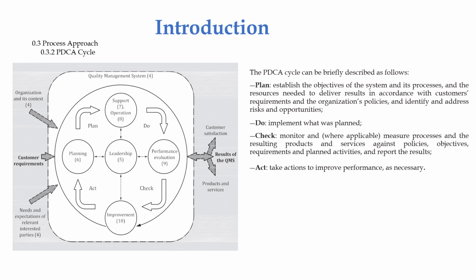So you can see this is a diagram. Each block represents the standard coming from the ISO 9001:2015. So when it comes to the plan, do, check, act cycle, you can see in the diagram the quality management system is on the top, which is mentioned in brackets as 4. So this QMS 4 means it is coming from the 4th clause of ISO 9001:2015.